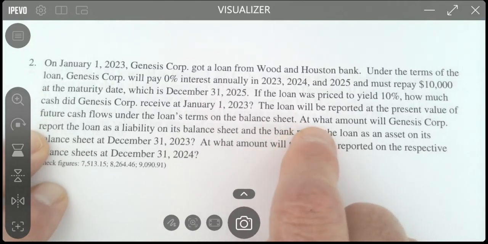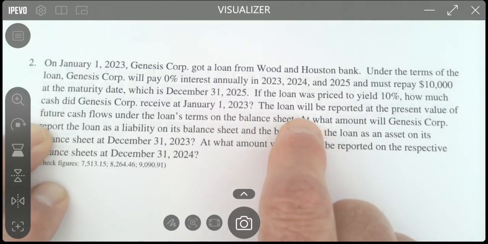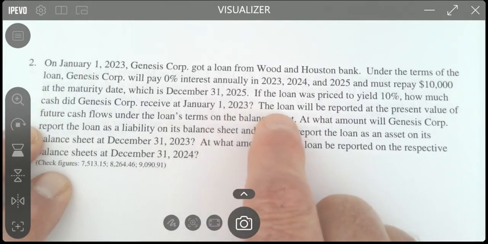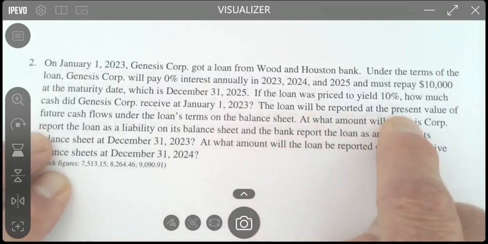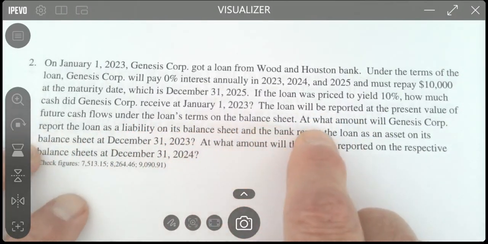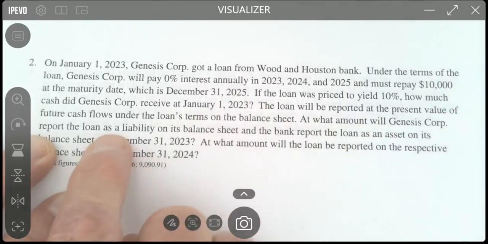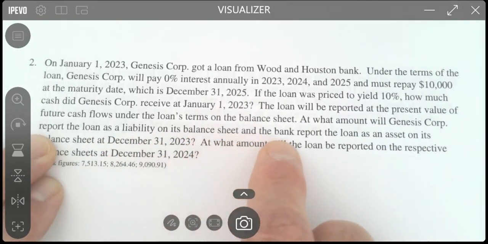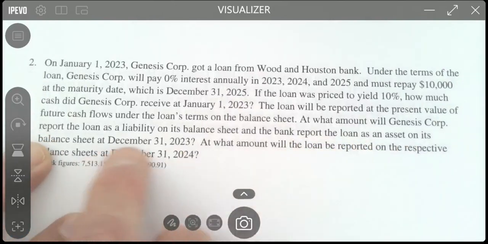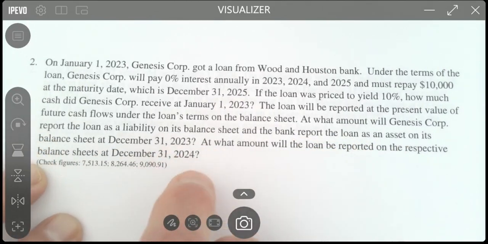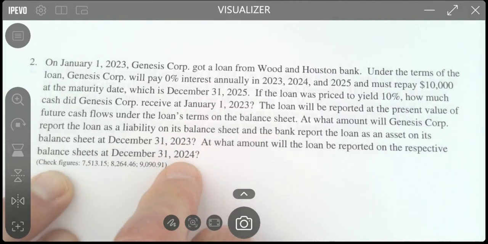And then I ask another question. The loan will be reported at the present value of future cash flows under the loan's terms on the balance sheet. At what amount will Genesis Corp. report the loan as a liability on its balance sheet? And will the bank report the loan as an asset on its balance sheet at December 31, 2023, and then 2024?